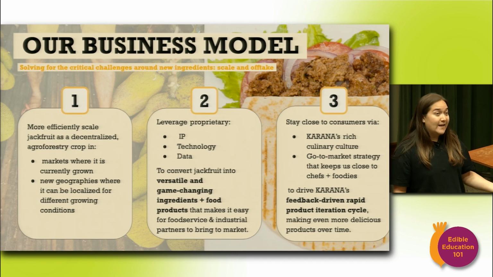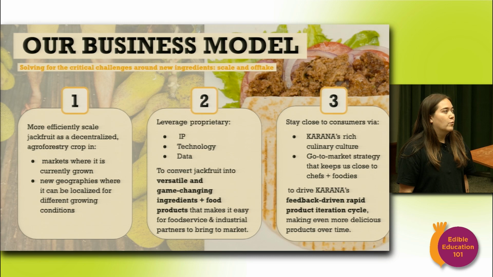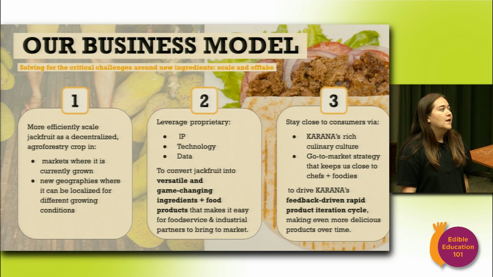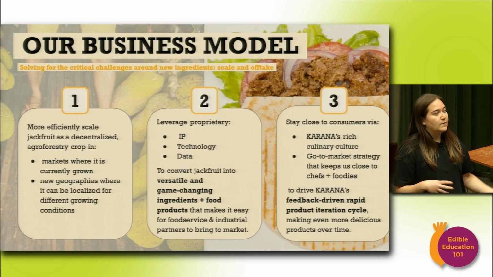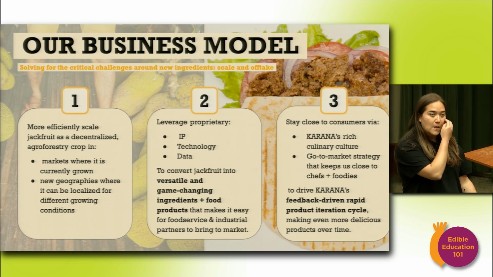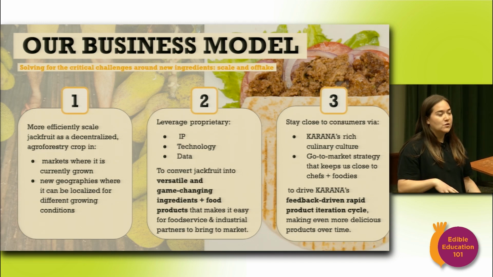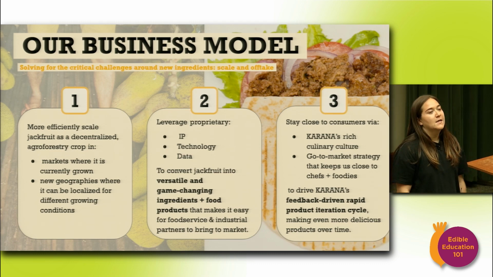We then basically take that jackfruit and aggregate it across our network of farmers, working with amazing local partners, be they NGOs and government organizations, or for-profit companies that bring food together and sell it to companies like ourselves. And then we have some intellectual property, tech, and data that we use to make the jackfruit into a really delicious end product that is a lot closer to a one-to-one meat substitute than a jackfruit shred, which some of you may have tried.